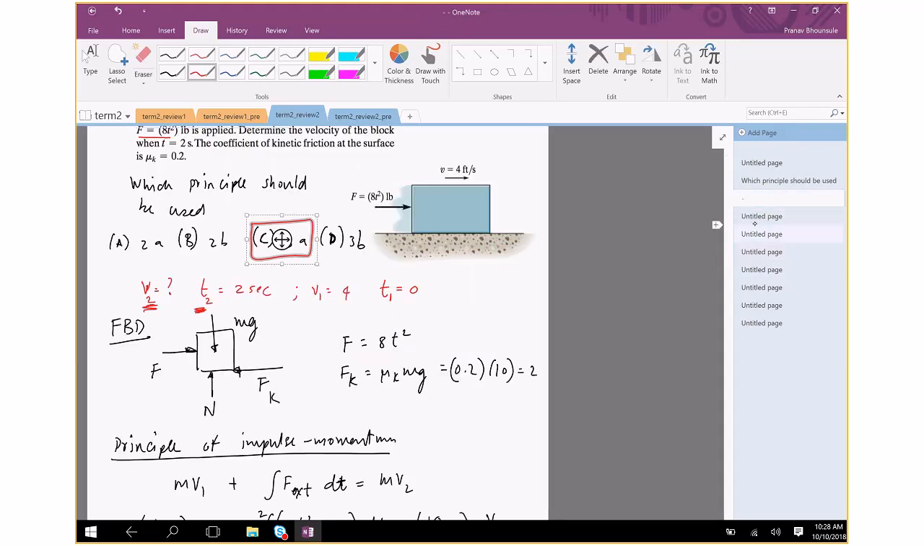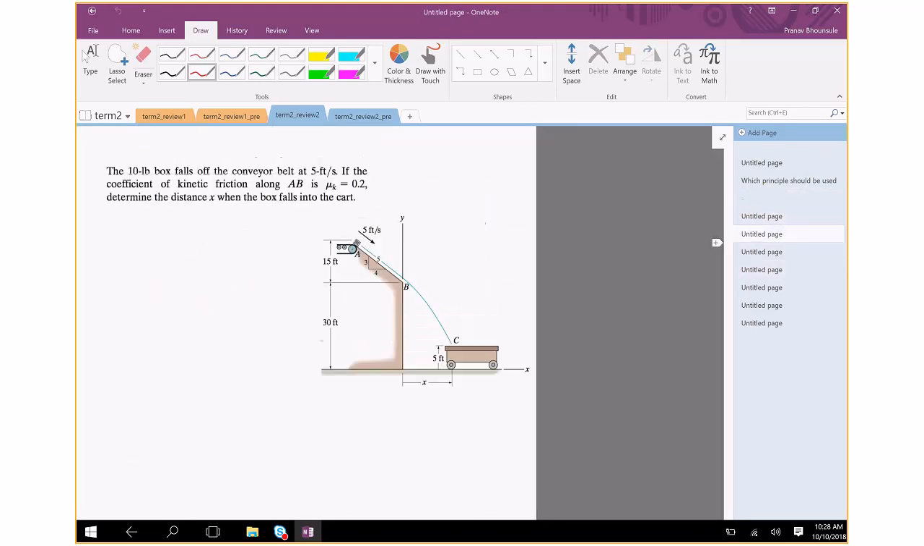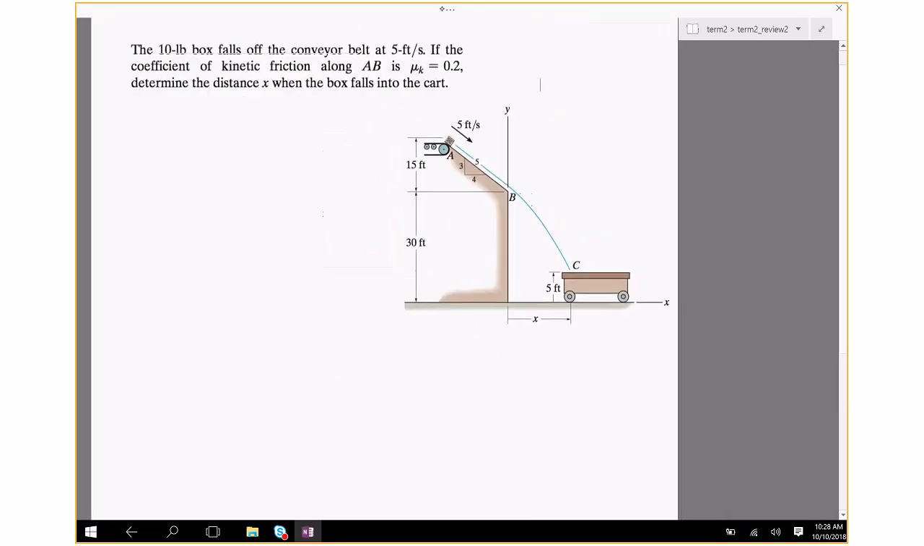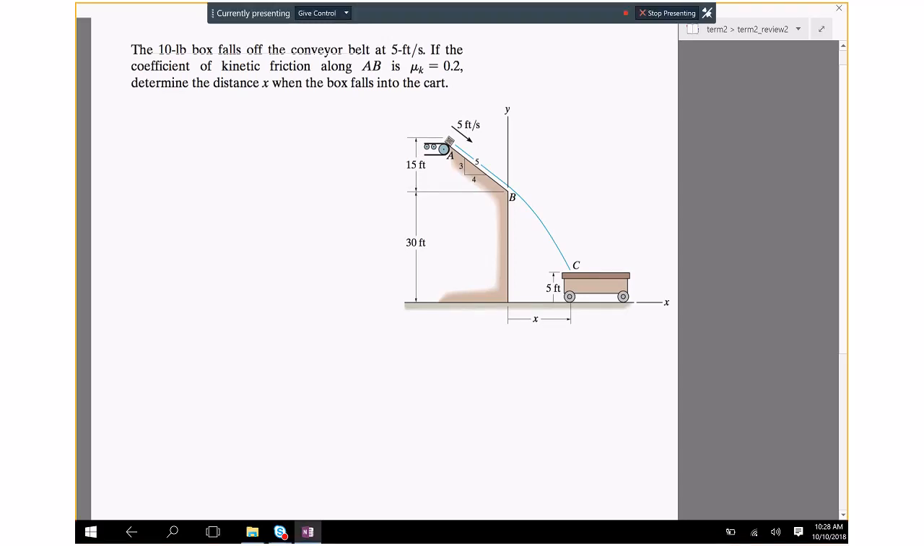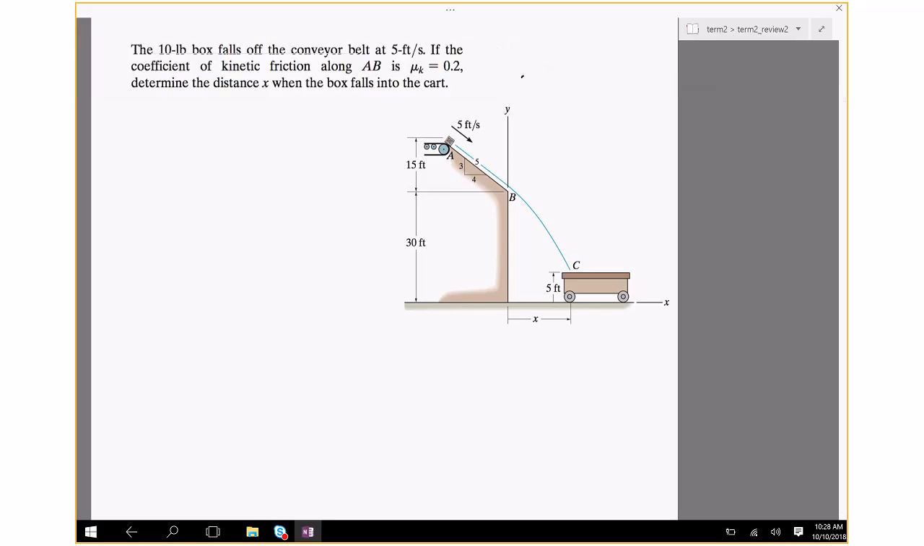Box falling. This one? Let's do it. Okay, so the 10-pound box falls off the conveyor belt at 5 feet per second. If the coefficient of kinetic friction between the surface along AB is 0.2, determine the distance x when the box falls into the cart.